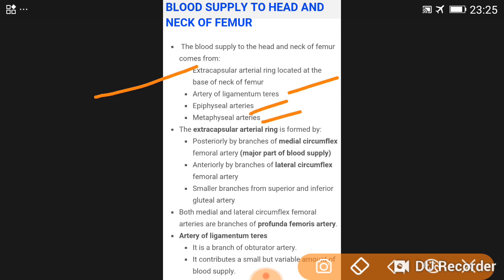The extracapsular arterial ring is formed by the posterior branch of the medial circumflex, the major part of the blood supply, the lateral circumflex, smaller, branches of the superior and inferior gluteal arteries, both medial and lateral circumflex femoral, and branches of profunda femoris. Artery of ligamentum teres is a branch of the obturator artery. It contributes a small, variable amount of blood supply.